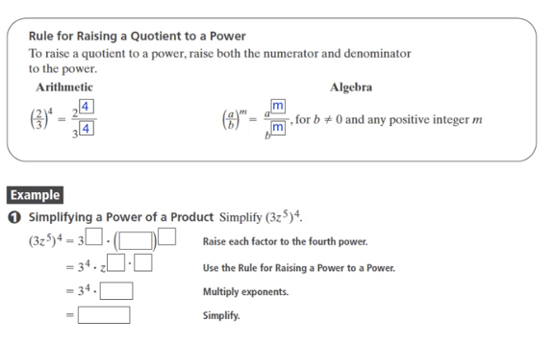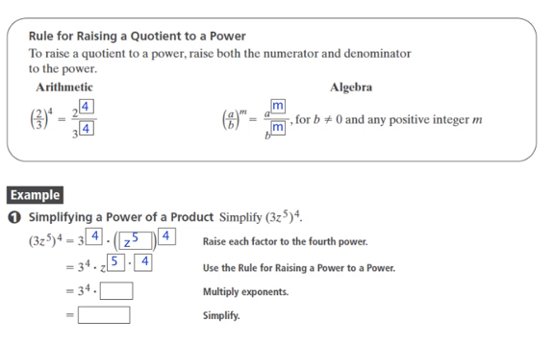For example 1, simplifying a power of a product. Simplify the quantity 3z to the 5th, to the 4th power. First we're going to take 3 to the 4th power and write that down. Then we have to take z to the 5th to the 4th power. If you remember from a previous chapter, when we take a variable that's to a power to another power, we multiply those two powers, because we think of this as z to the 5th times z to the 5th times z to the 5th times z to the 5th.